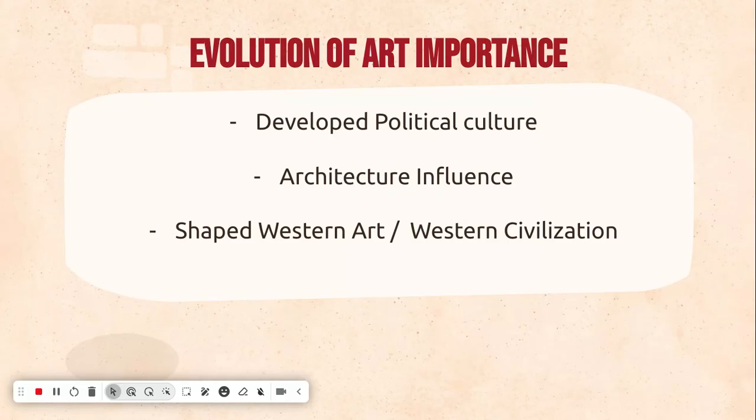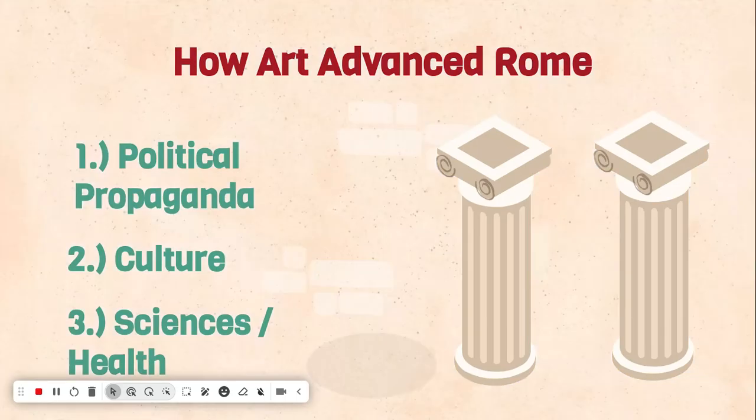And then architecture influence. Architecture was really, like I said before, really important to Rome, and there were a lot of amazing details, amazing architects in Rome. And then it shaped Western art and Western civilization. It expanded Western civilization in ways of art, sciences, political, health. In so many areas, art really just expanded Western civilization and made it what it is today. And then lastly, how art advanced Rome.